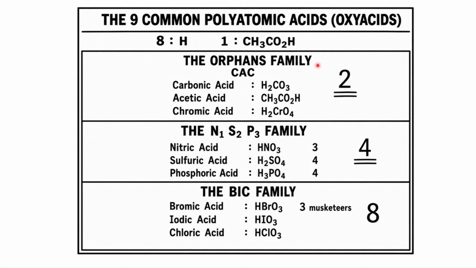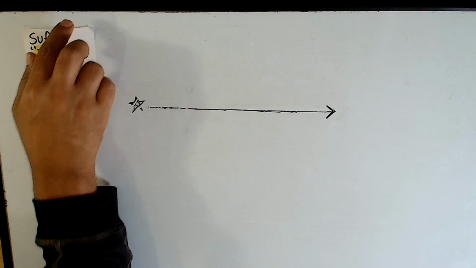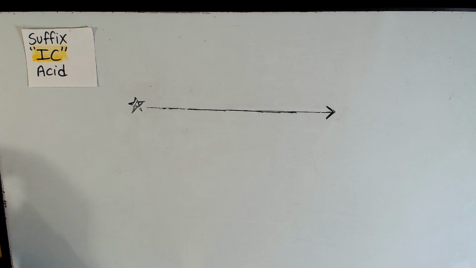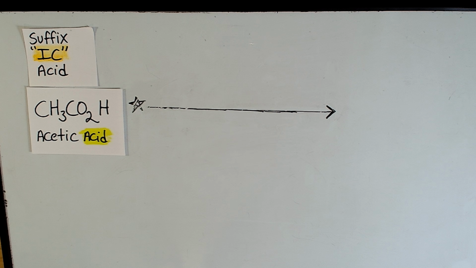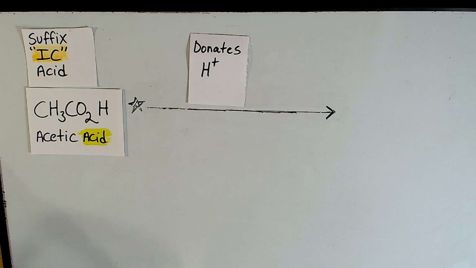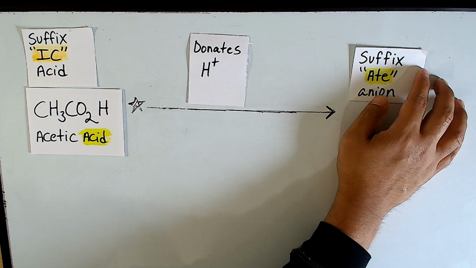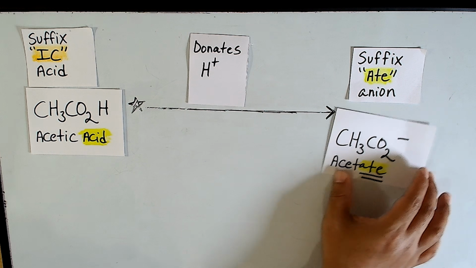Moving on, let's move to the family of the orphans. This family consists of 2 members. Okay, so remember that we start with the suffix of -ic. And for this example, I'm going to be using acetic acid from the orphans. And here's its chemical formula. Another thing to remember is that acids donate hydrogen ions. And when they do that, they reveal their anion. And in this case, it's going to be the -ate anion. So it's going to be acetate.